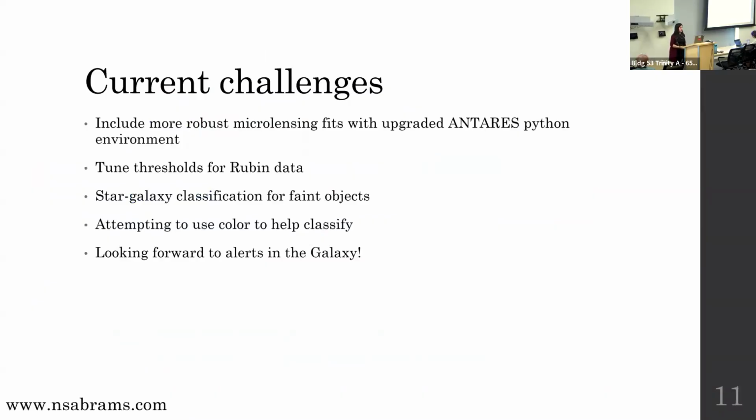So our current challenges are that we want to include more robust microlensing fits once ANTARES upgrades their Python environment, to tune our thresholds for Rubin data as more comes in, and to also tune the threshold for the star-galaxy classifications, especially for the faint objects, where I know there's a lot of development that's currently being done to help improve that. We're also attempting to use color to help us classify events, since microlensing in the first order is achromatic, and we're looking forward to alerts in the galaxy. Thank you. Take any questions.